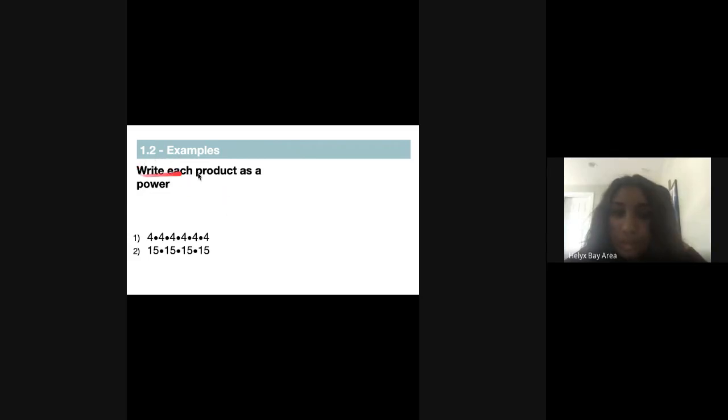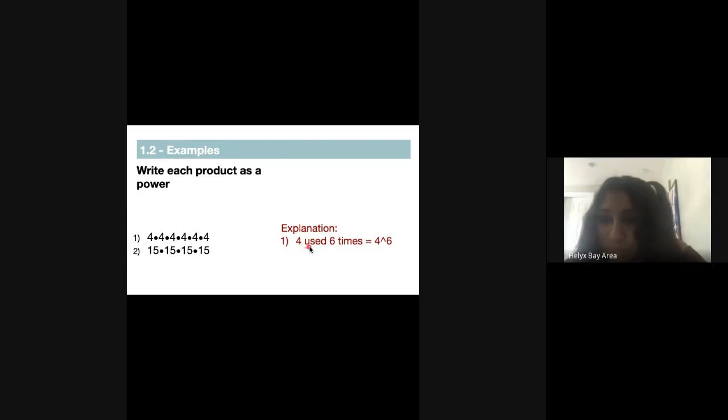Now, our first example is to write each product as a power. So here we have 4 times 4 times 4 times 4 times 4 times 4. So we're going to write this as a power, meaning as an exponent, like with an exponent above it. So we have 4 here 6 times, meaning that our exponent is going to be a 6. And as we can see here, 4 is our base. And then this one, we have 15 multiplied 4 times. So we know 15 is our base here, and it's raised 4 times, meaning 4 is our exponent.